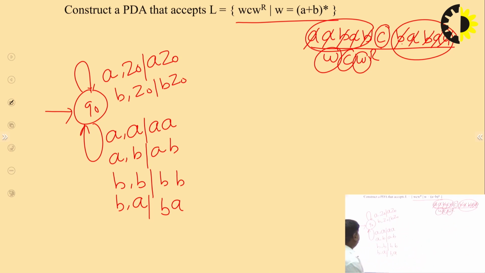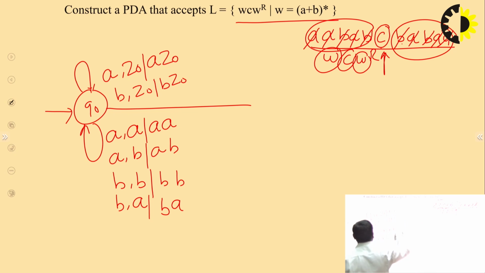Now, we read from this C. W R is inserted into the stack: 1, 2, 3, 4, 5, 6. For the 6th operation, W R is inserted into the stack. When C comes, that is the midpoint.